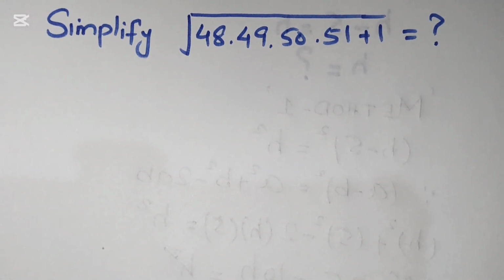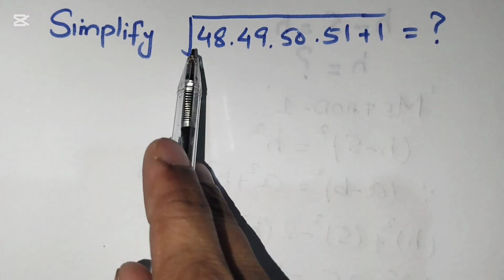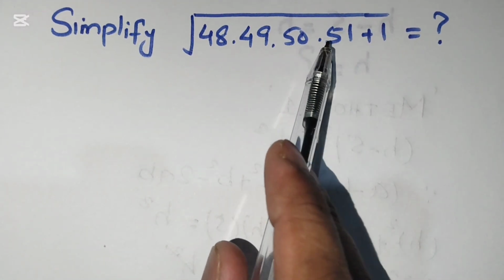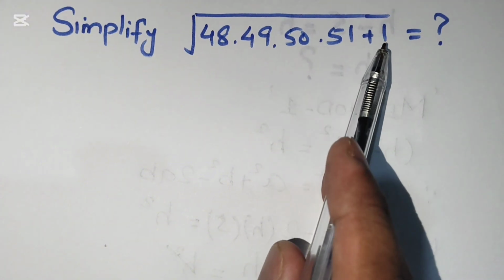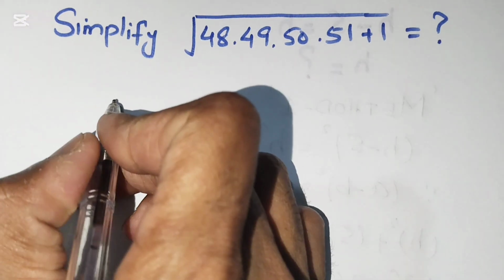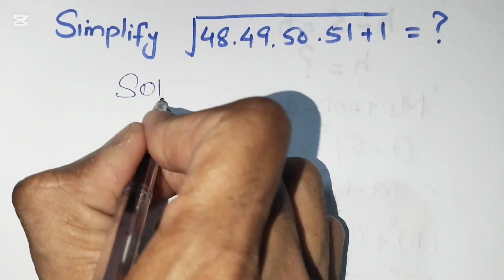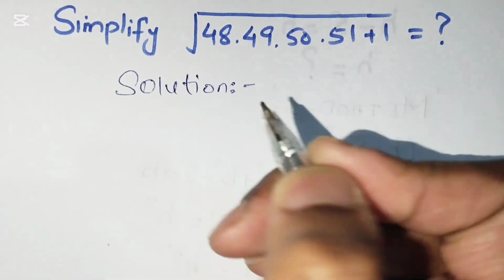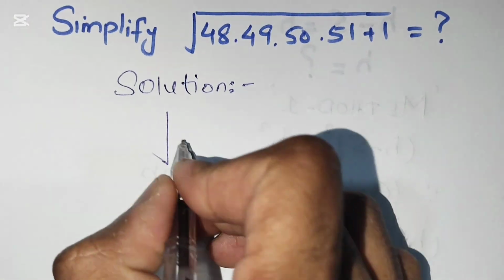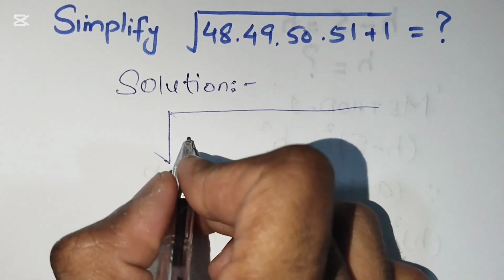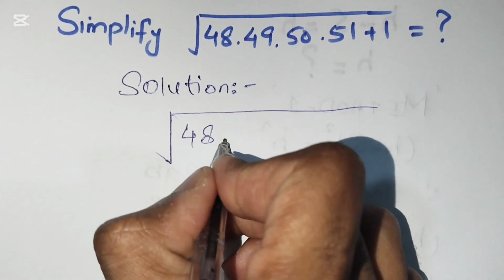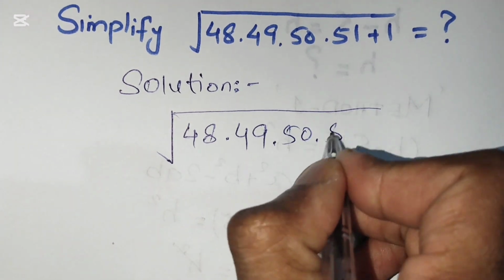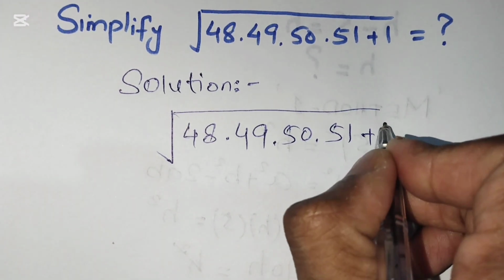Can you simplify this without a calculator? Square root of 48 times 49 times 50 times 51 plus 1. We will start the solution of this question without using a calculator. We have square root of 48 multiply 49 multiply 50 multiply 51 plus 1.